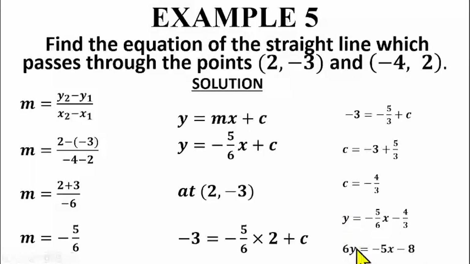That gives us 6y equals, multiply this one by 6, that gives us minus 5x. Multiply this one by 6. That gives us minus 8, because 3 into 6 is 2, then 2 times 4 gives us 8. So this is the equation of the straight line that passes through this point and this point.